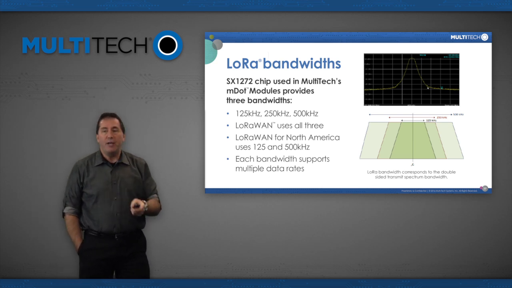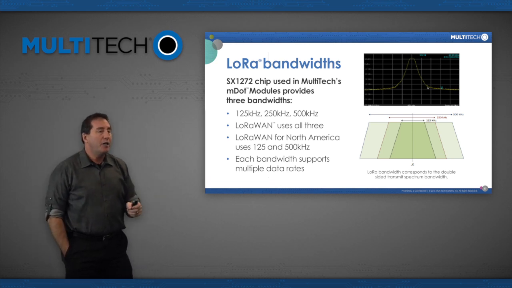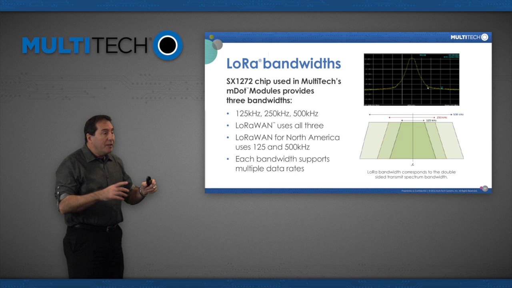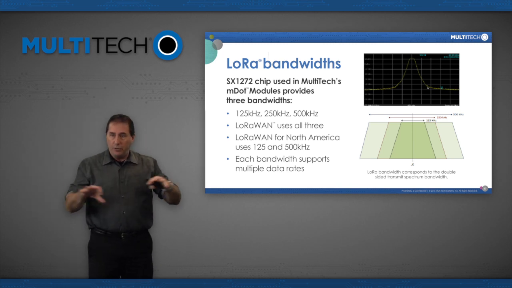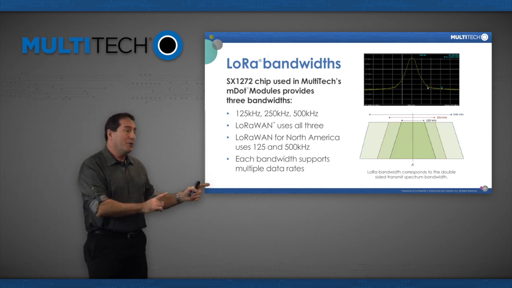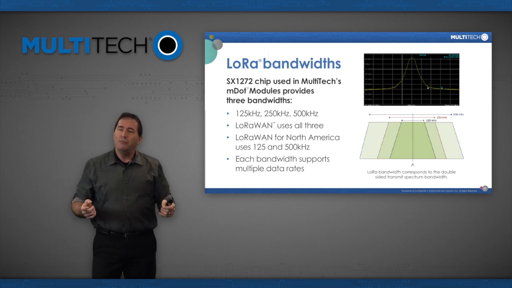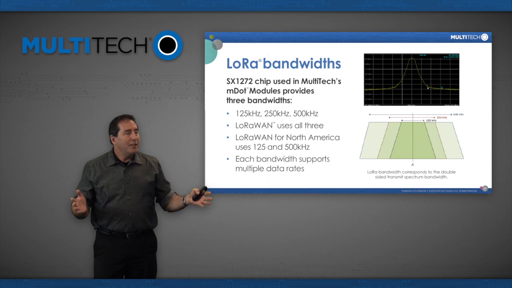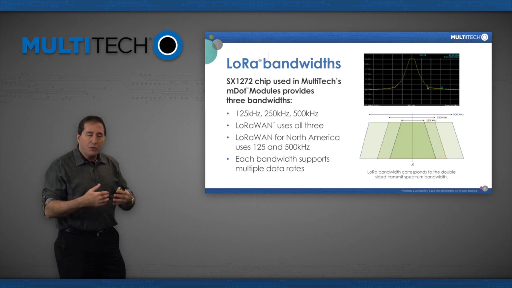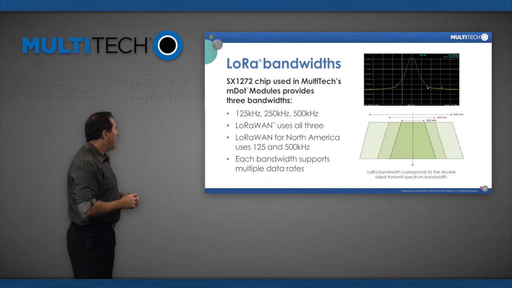The 1272 has 3 different bandwidths: 125, 250, and 500 kilohertz. Whenever it talks, it will use a channel that uses one of those 3. In LoRaWAN, the protocol makes use of all those radio capabilities in Europe. In the US, we only use the 125 and 500. I'm not sure exactly why, other than the fact that we have so much more spectrum here, so many more channels, that we don't really need the 250. But it's open for improvement, and we may be adding that in the future. But today, it's 125 and 500 kilohertz.